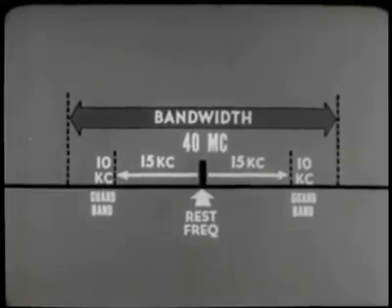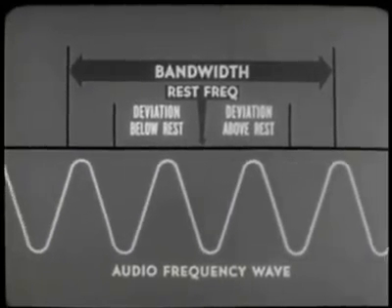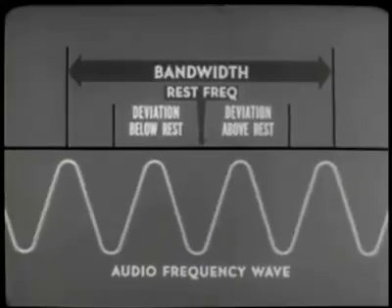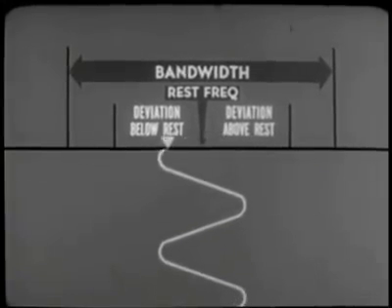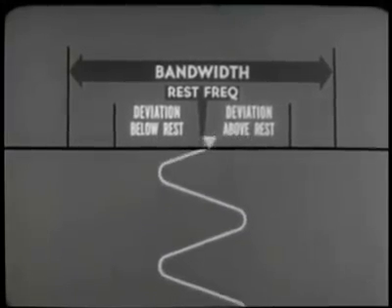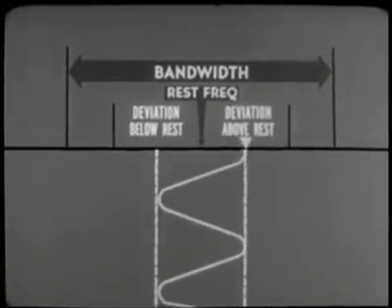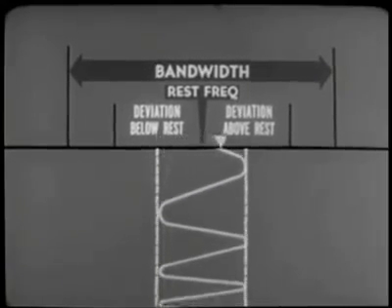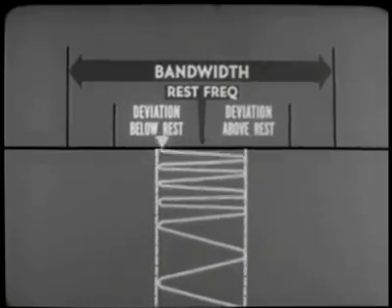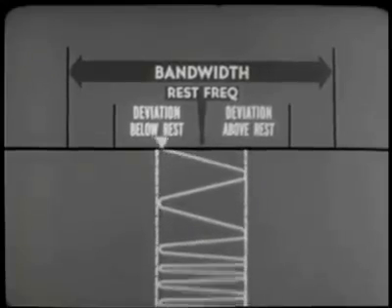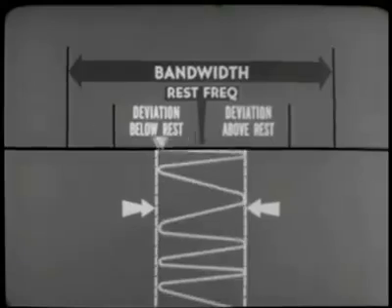all FM transmitters. Ordinarily, an audio frequency wave is visualized horizontally like this. But in order to see more clearly its modulating effect on the carrier, let's shift it about and direct it at the channel. Notice that the amount of deviation above and below rest frequency is determined by the amplitude of the modulating signal. If we raise or lower the frequency of the modulating signal, we increase or decrease only the speed at which the carrier moves above and below its rest frequency. We do not change the extent of its deviations.